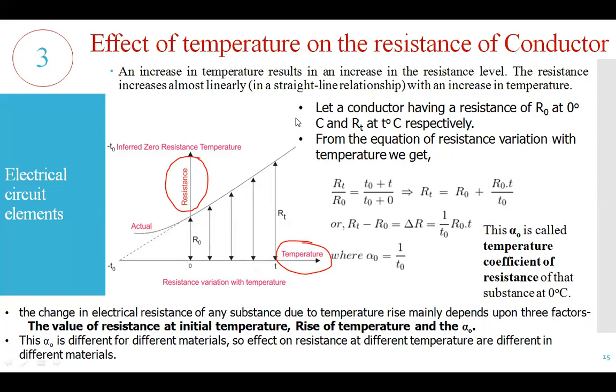Okay, so we'll continue over here. We'll draw the graph between the resistance and the temperature. On the y-axis we have the resistance, on the x-axis we have the temperature. Now in this graphical representation, at 0 degrees, suppose here, you can see that the resistance has some value.